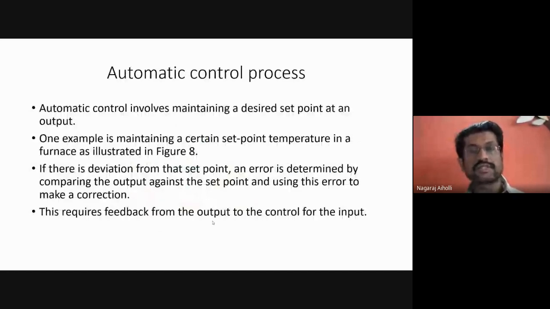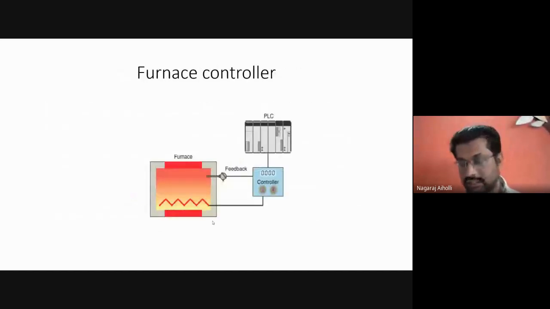Next process is the automatic control process. You may be aware of the automatic control process. Let us consider a furnace. So this is the furnace which is shown, which is as good as an oven. We use microwave ovens in our houses, is it not? It is as good as a microwave oven, which is applying heat energy.